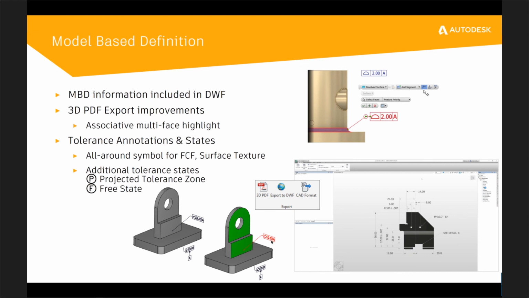The other thing we looked at with a 3D PDF was user feedback on just making that 3D PDF a little bit more intelligent and user-friendly. Those are typically, in a lot of cases, shared with users that aren't necessarily design or engineering savvy. So as you select a dimension or an annotation, it'll now highlight the face that is associated to it. And we added some additional tolerance annotations and states into the core functionality of MBD as well.